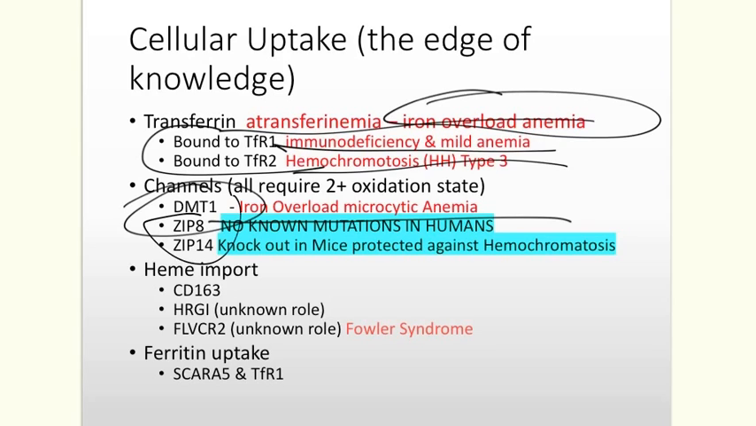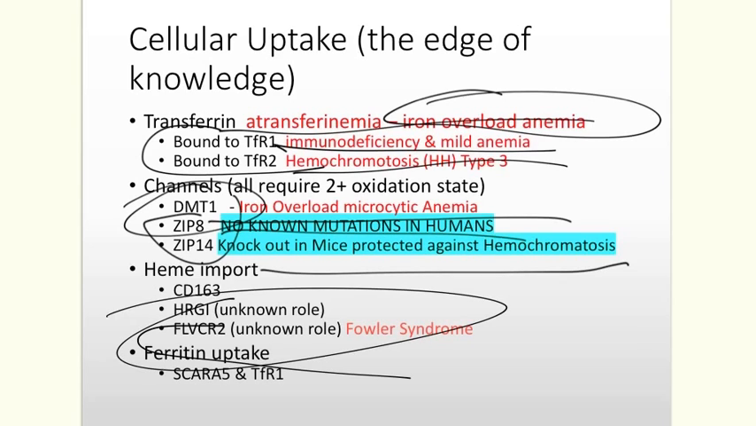The function of the ZIP8 and the ZIP14, not really known if there's any mutations in humans that are clinically important. Knockouts in mice of ZIP14 protect against hemochromatosis to some degree. The livers look better and the pancreases go longer before getting into diabetes. With heme import, this FLVCR2 is a known mutation in a disease called Fowler syndrome. Now, FLVC, feline virus something or another, basically it may have a role in iron regulation. It's not really sure.